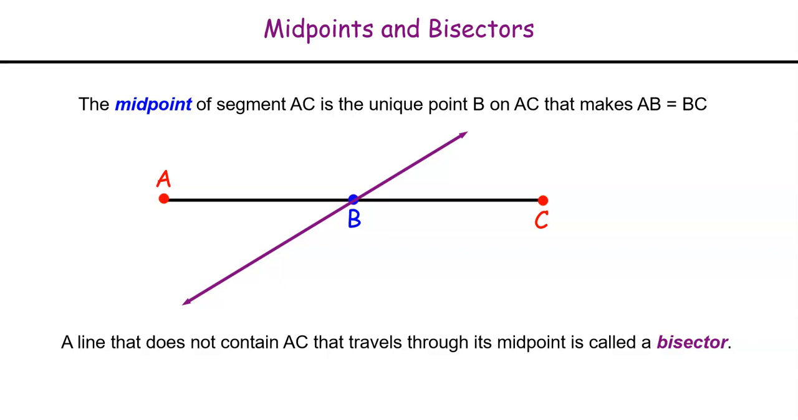All right, so that is the end of the data dump for segments and midpoints and segment bisectors. We have a little bit more to go through when it comes to angles. A lot of this will feel familiar, and we'll try to go through it as efficiently as we can.